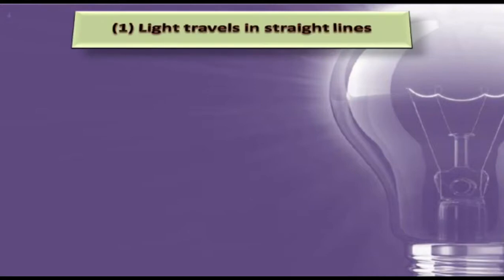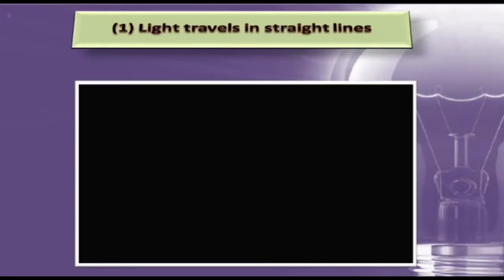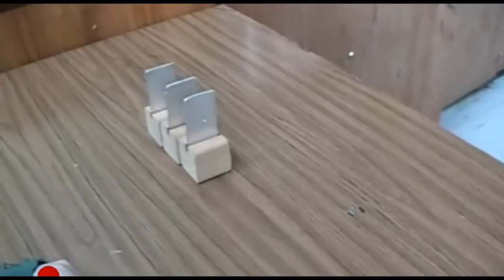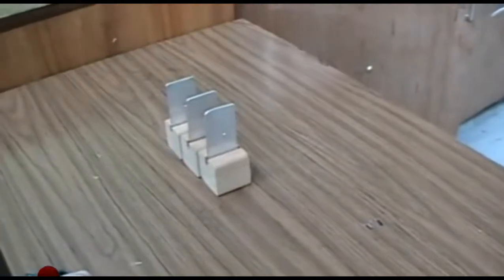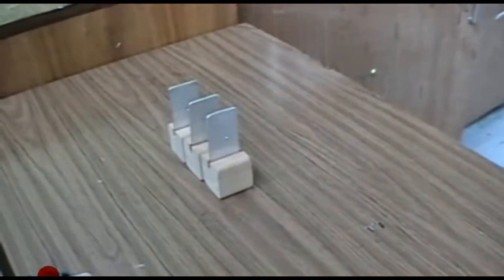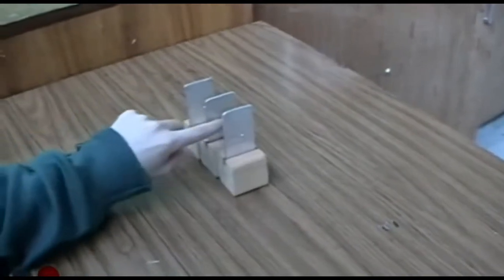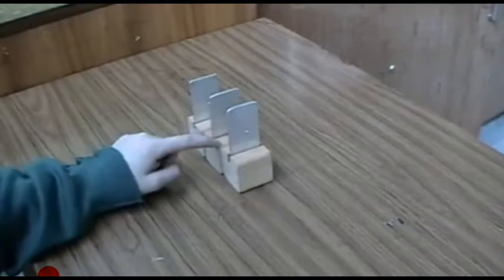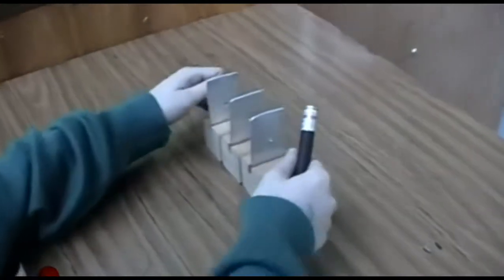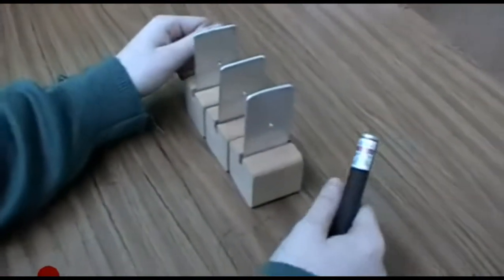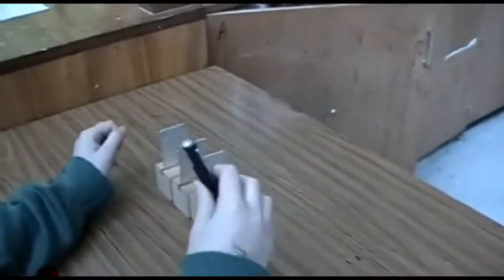The first property is that light travels in straight lines. By a simple experiment, we can prove this. Let's see this video. Take 3 wooden or carton partitions. Each one has a centered hole. A centered hole is a small hole in the center of the wooden partition. Put them in a row in front of a source of light.